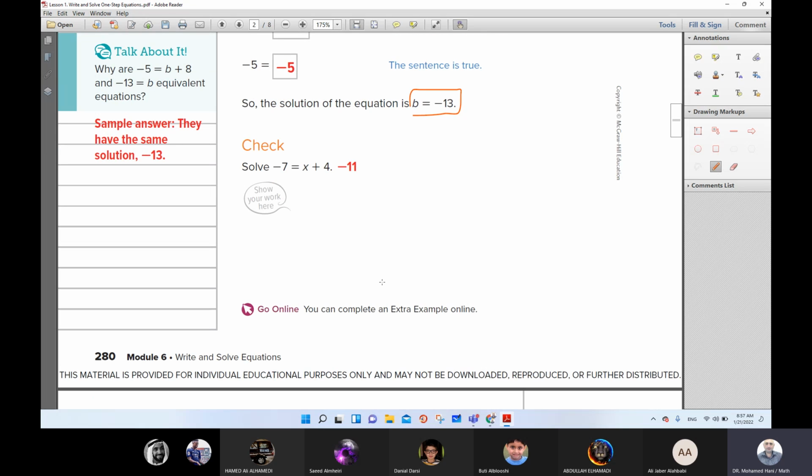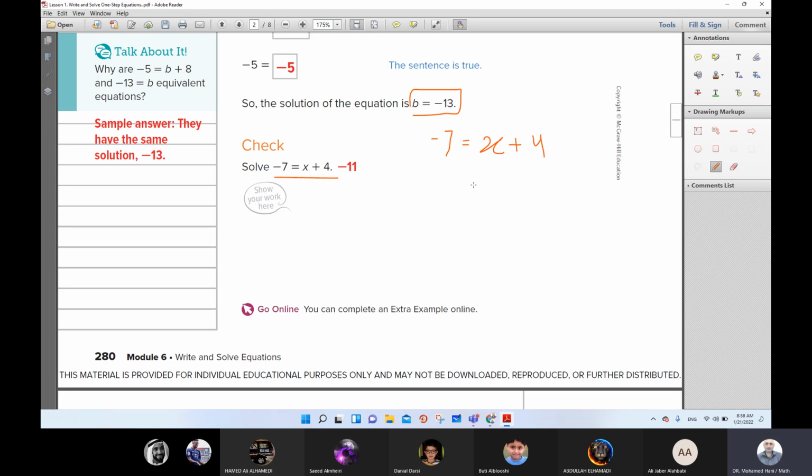For example, we have this equation, negative 7 equals x plus 4. The goal of solving the equation is to know the value of the variable, the unknown number. So we want to keep the variable alone on the same side. So we want to remove the number. We want to remove 4.